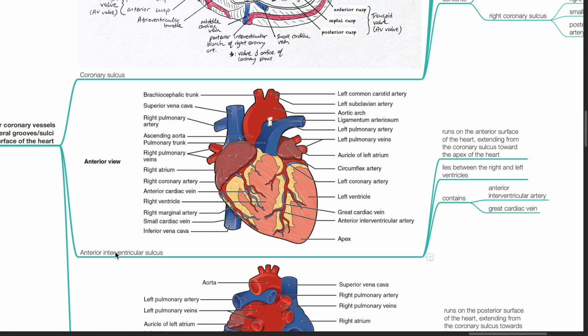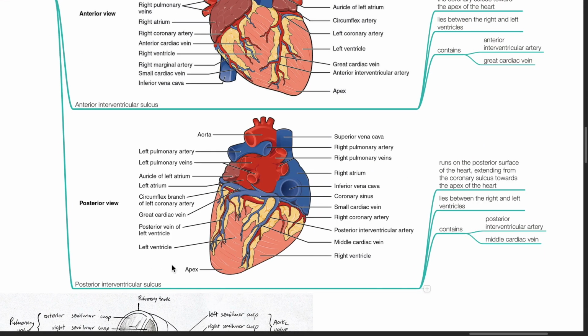The anterior interventricular sulcus runs on the anterior surface of the heart, extending from the coronary sulcus towards the apex of the heart. It lies between the right and left ventricles and contains the anterior interventricular artery and the great cardiac vein.